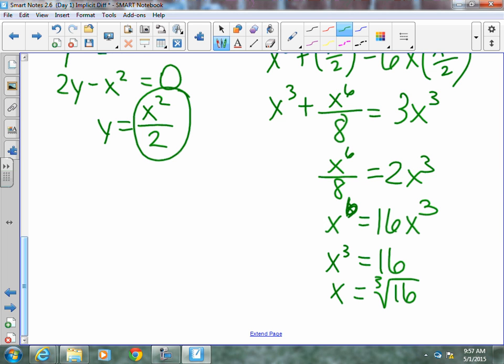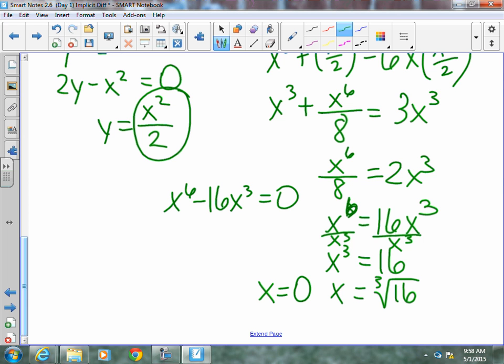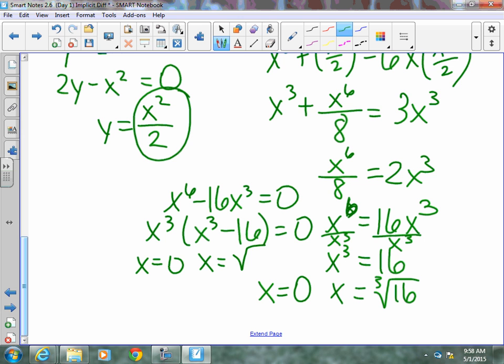Also, when we divided by this x cubed, that gave us one other solution, and that is x equals 0. When some of your factors of x disappear, you have to consider them a solution. So x equals 0 is also a solution. Your other option here would have been to take x to the 6th minus 16x cubed equal to 0, and then you're going to find this x cubed, so x will be 0, and from here x will be the cube root of 16. So either option is fine. With the second one, you're less likely to lose things rather than divide x's away.